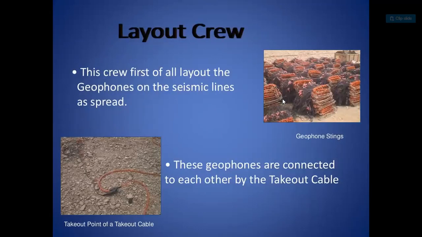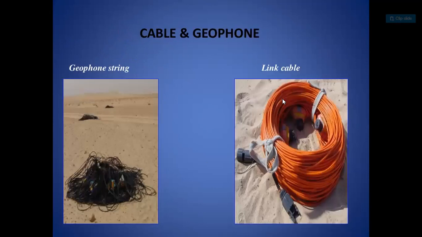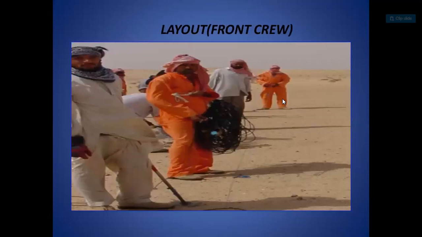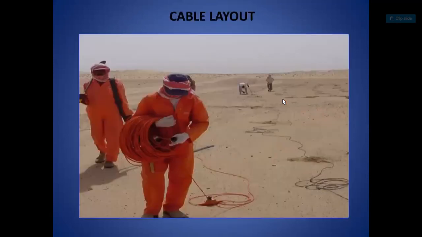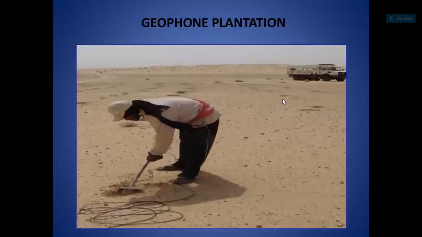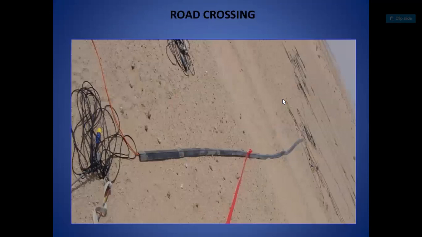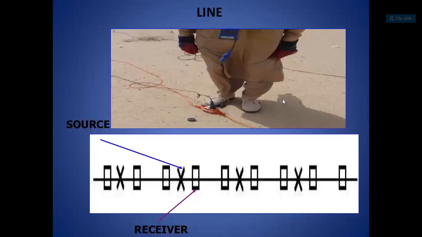Layout crew. This crew first of all lays out the geophones on the seismic lines as a spread. These geophones are connected to each other by the takeout cable. Cable and geophone, this is the geophone string. This is the link cable. And the layout from the front crew. This is the cable layout. Geophone plantation, road crossing and line.